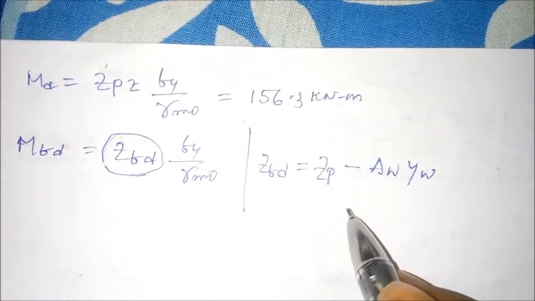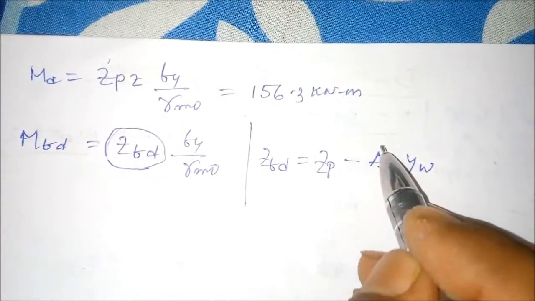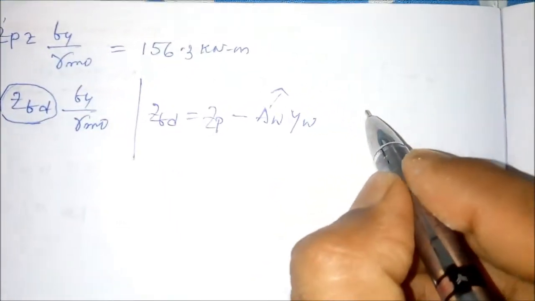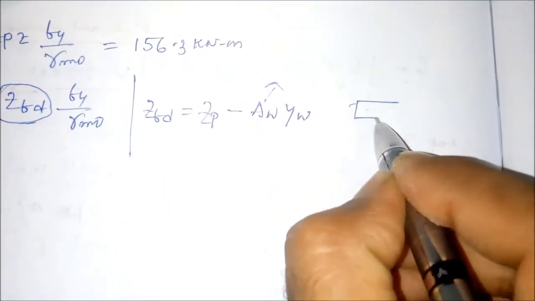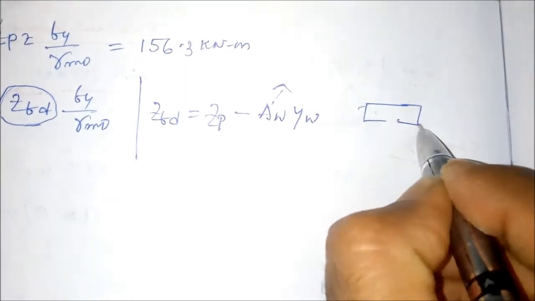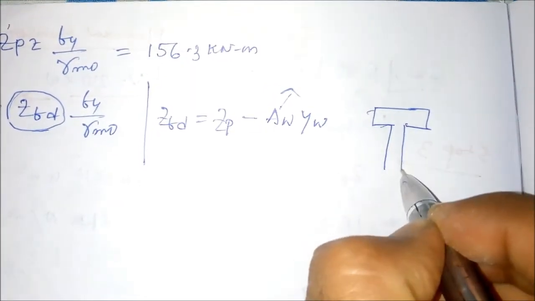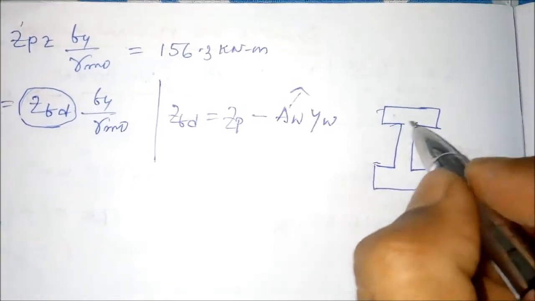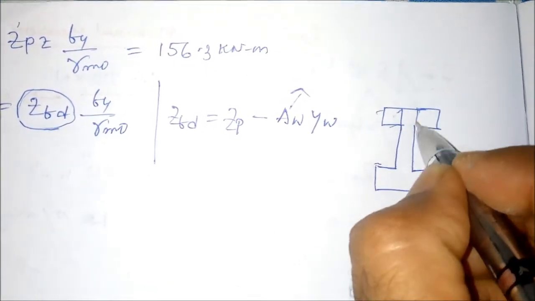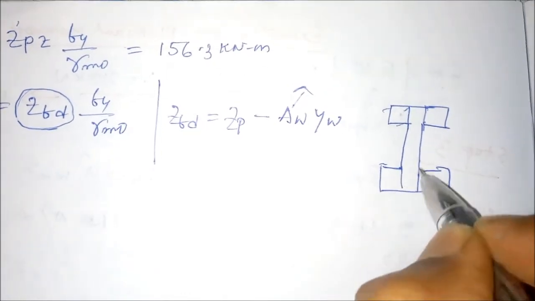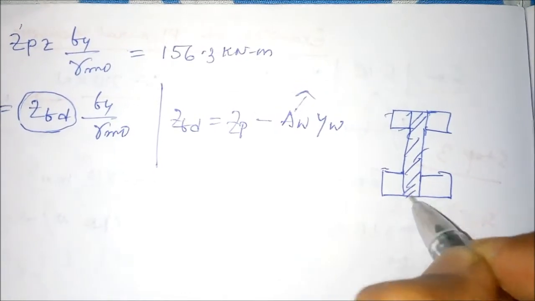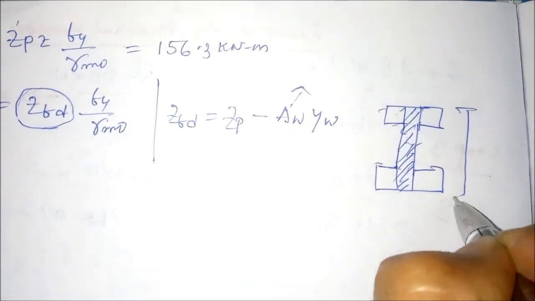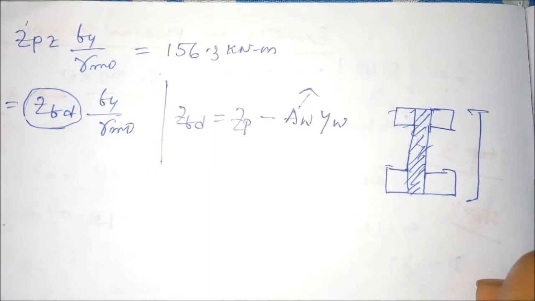Now Aw is what? Aw is the area of the web, right? Area of the web. Now how can we find out the area of the web? Suppose this is our I section, so this area will be our area of the web, right? This value will be equal to this height multiplied by thickness, right?